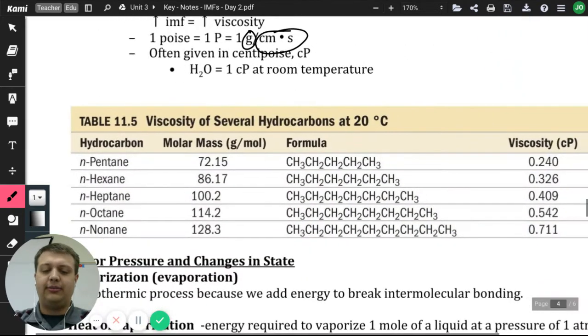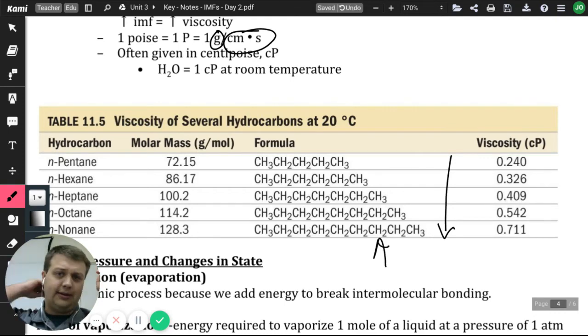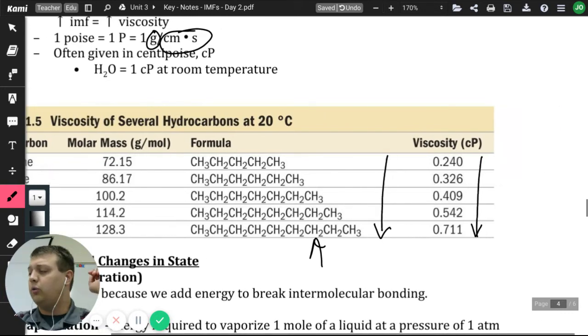Okay. And here's some examples of viscosities of several hydrocarbons, right? Now, these are pentane, hexane, heptane, octane, and nonane. These all in general have the same structure. They have the same intermolecular forces. And so what we see as we move down is that their formula is essentially the same, right? All we're doing is adding that CH2 to the middle of it there. But if you notice, your viscosity here is also going to be increasing as we move down.